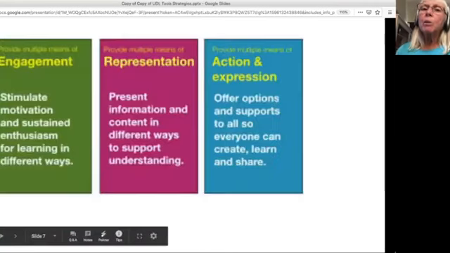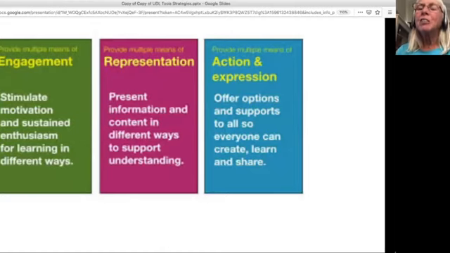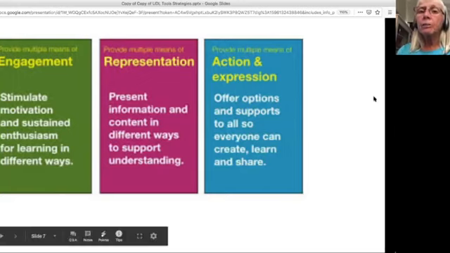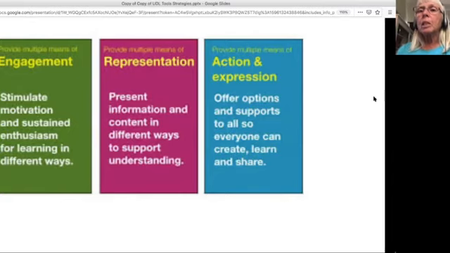All right, so I have a couple of graphics coming up that I apologize for the resolution on, but they were good at hitting the point I wanted to hit. So first we have providing multiple means of engagement. So this is one of the principles. So we have to stimulate motivation and sustain enthusiasm for learning in different ways. Well, of course, that looks different depending on grade level, depending on the students in your room, depending on what period you're teaching.